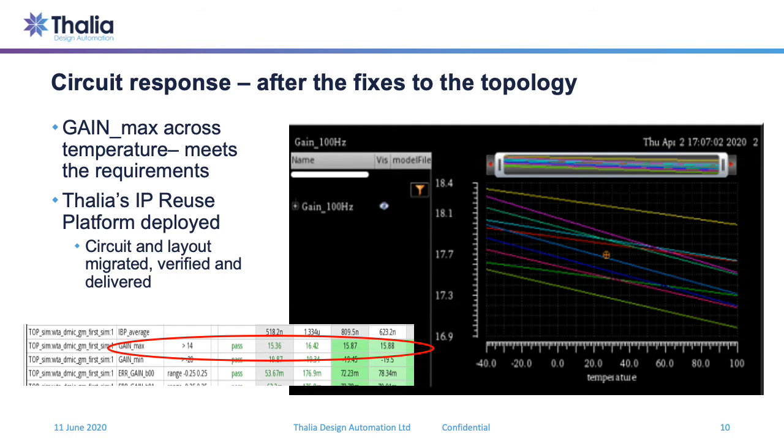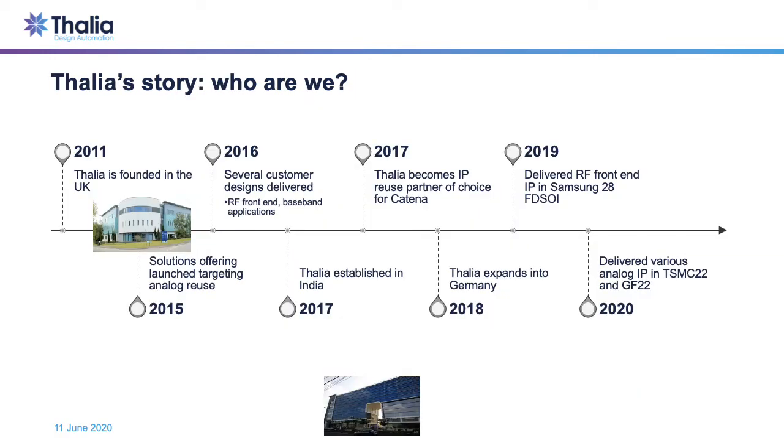What you see here are the circuit characteristics after the fixes to the topology. At the bottom left, the circuit now meets the requirement across all corners. The picture on the right shows that the gain curves are now almost flat. The range of gain max variation over temperature is now very narrow. So the circuit now works in the target technology. As part of this IP reuse engagement, we were able to deliver the schematics, the verified data, and the layout.